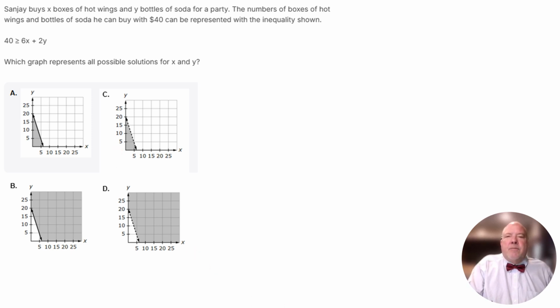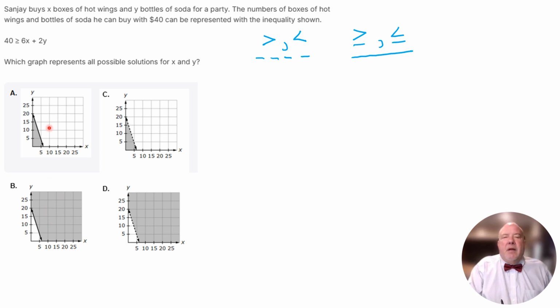So first of all, when you're graphing an inequality, that means it has an inequality symbol. If you have greater than or less than, you graph those using a dashed line. Okay? If you have greater than or equal to or less than or equal to, you graph those using a solid line. So if we look back at our question here, it's greater than or equal to, that tells us it should be a solid line. So that means our answers are either A or B.